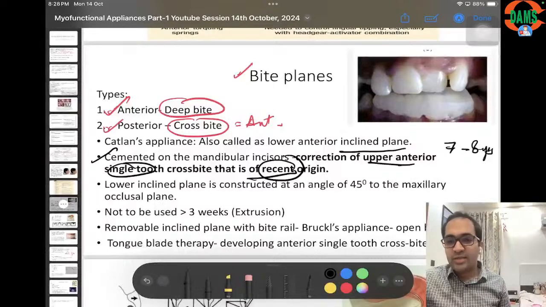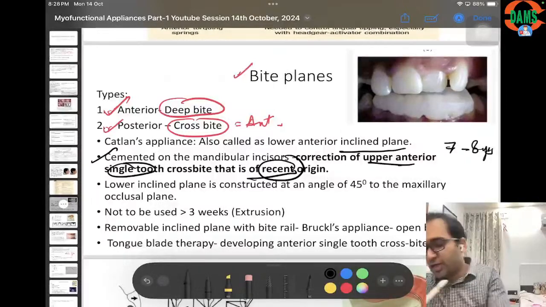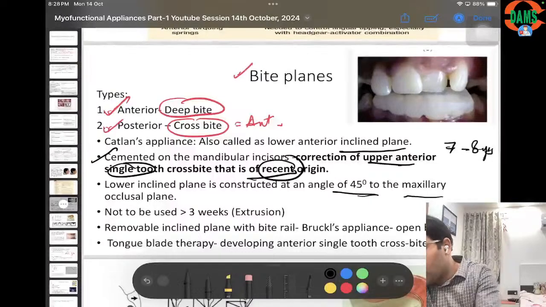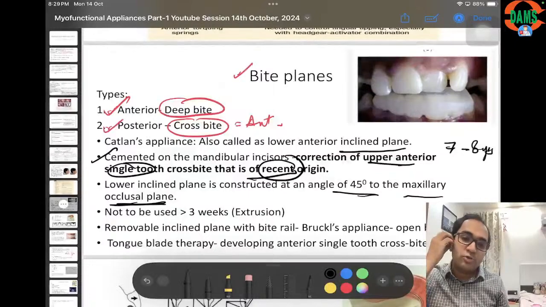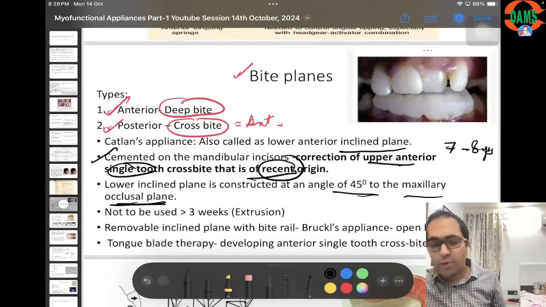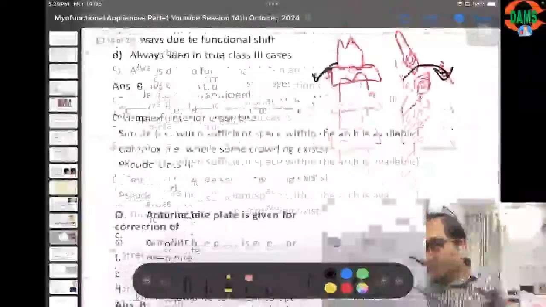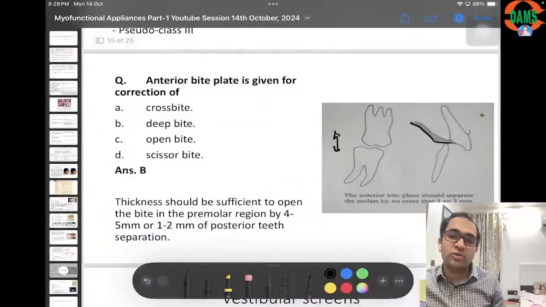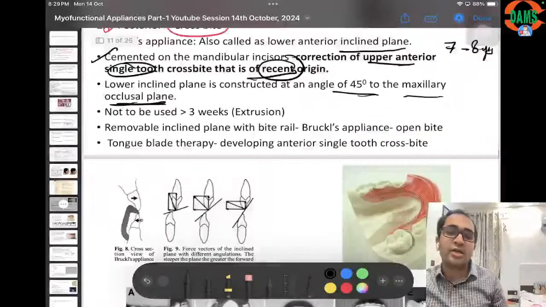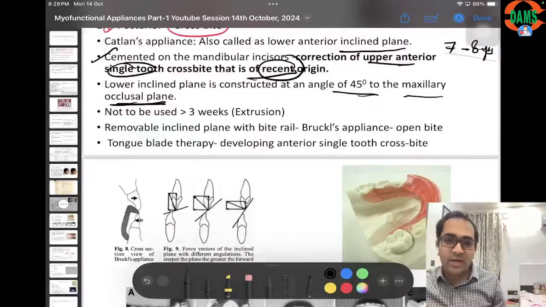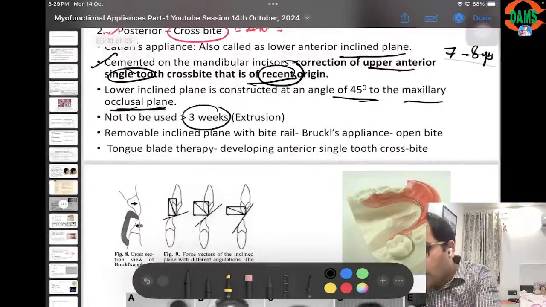Next, as I told you, it's an inclined plane. So at what angle is the inclination? It is 45 degrees with respect to the maxillary occlusal plane. Next, this Catlan's appliance should not be used for more than 3 weeks. Why? As I've already told you, an anterior bite plane causes eruption or extrusion of the posterior teeth. So in cases where this was not demanded, we would unnecessarily cause posterior teeth extrusion. That is why it is not to be used for more than 3 weeks or 21 days.